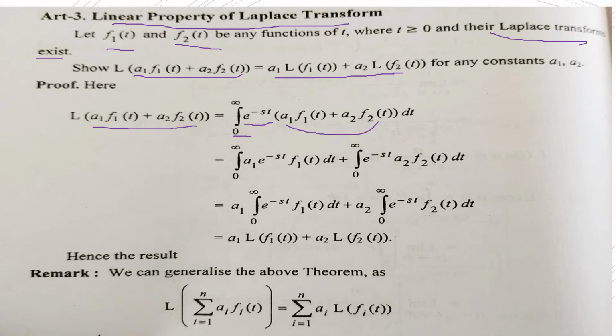Break this integral into two parts. Multiply it with this one and multiply it with this one, taking the constant terms outside. So this is Laplace of f1, and this is Laplace of f2. It is a very simple result. You can extend this result for n functions also.